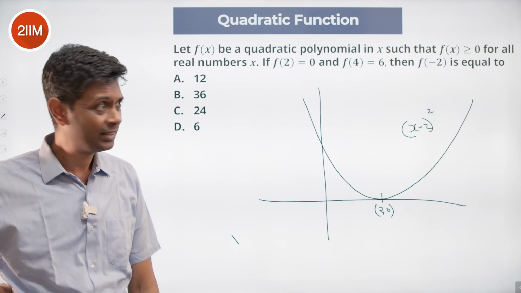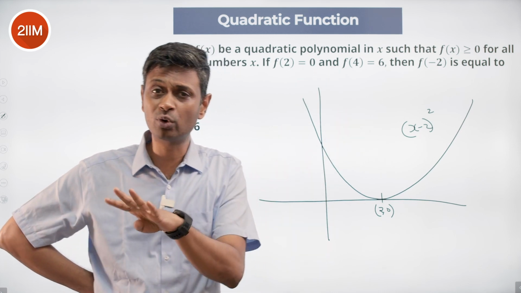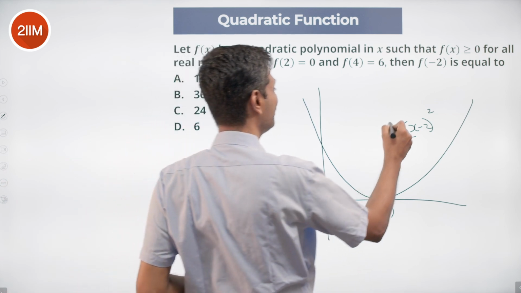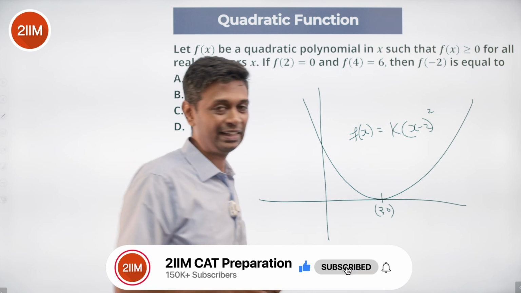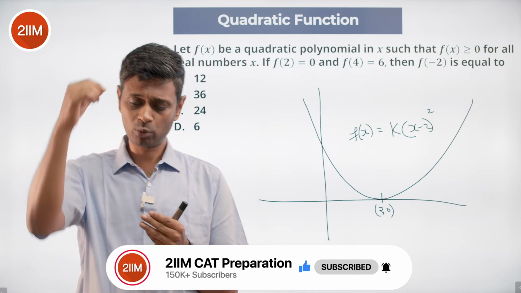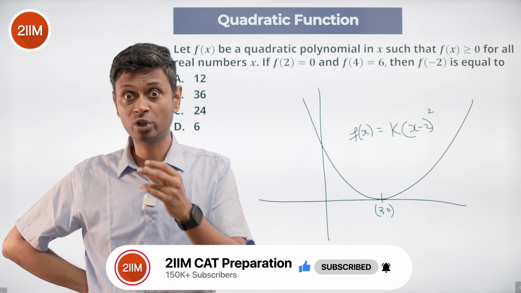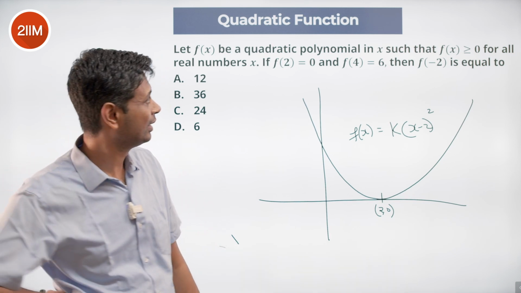I was very happy, I thought I got f of 4 equal to 6. But f of 4 is 4 minus 2 whole square, which is 4. It's not 6. And I said, look, it's not x minus 2 whole square. This is a curve which is k times x minus 2 whole square. It touches at 2. So there are two real roots, both at 2. This is x minus 2 into x minus 2, x minus 2 whole square. Not just x minus 2 whole square, k times x minus 2 whole square. Right? That is this curve.